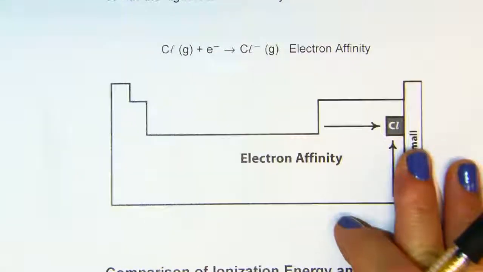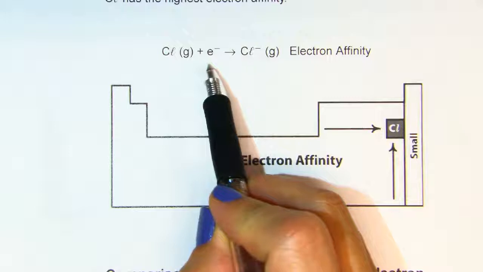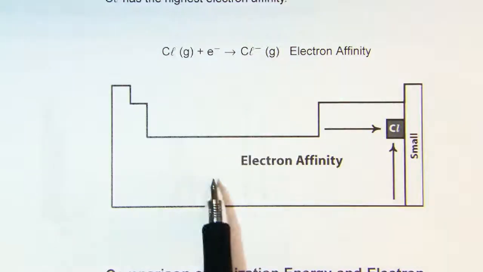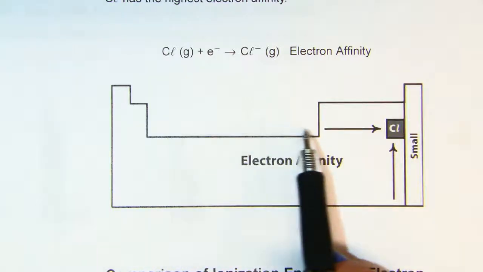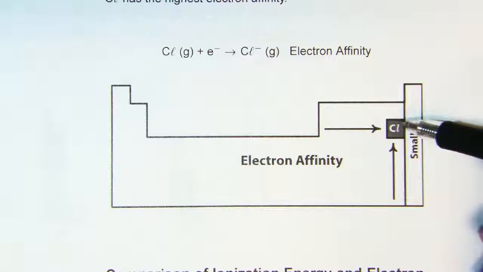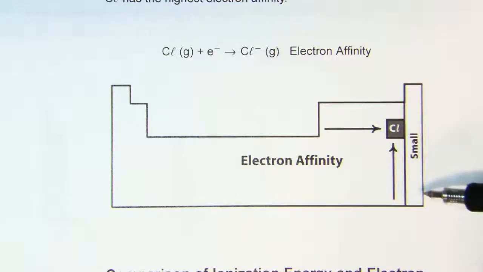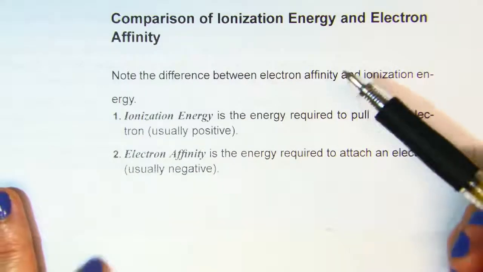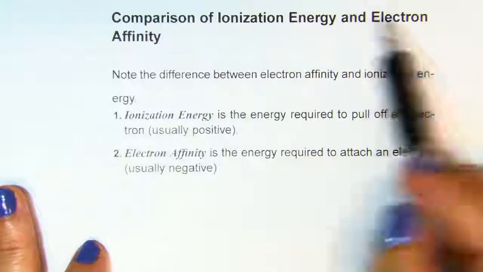And so here you're looking at an equation where a chlorine gains an electron and then it becomes a -1 charge. So electron affinity increases as you approach chlorine, going to the right on the periodic table, and as you go up in a column. And then the electron affinity of noble gases is very small because they really don't need to attract electrons to themselves.